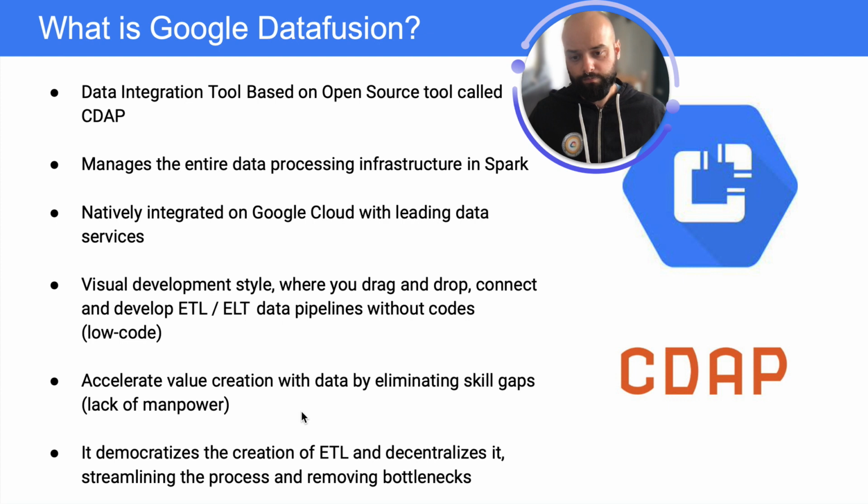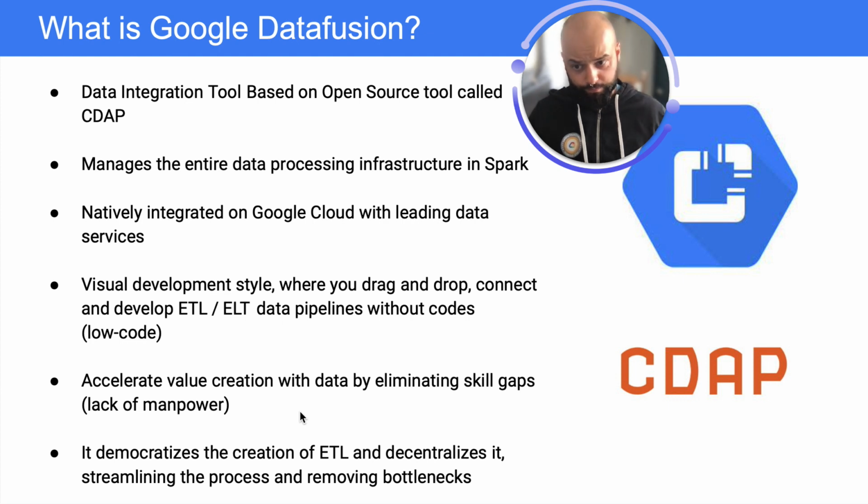The last point here is that it democratizes and decentralizes the creation of ETL, streamlining the processes and removing bottlenecks. The main goal is to accelerate everything, because every user can now own data transformation pipelines, and thus can foster much more data and bring value in a faster way.